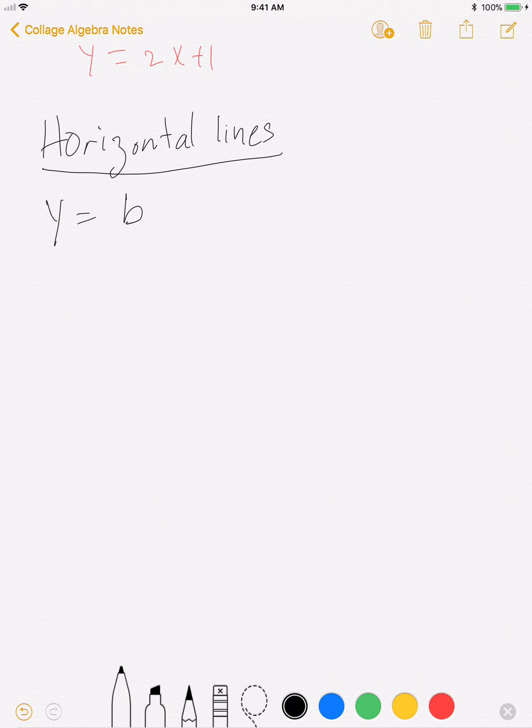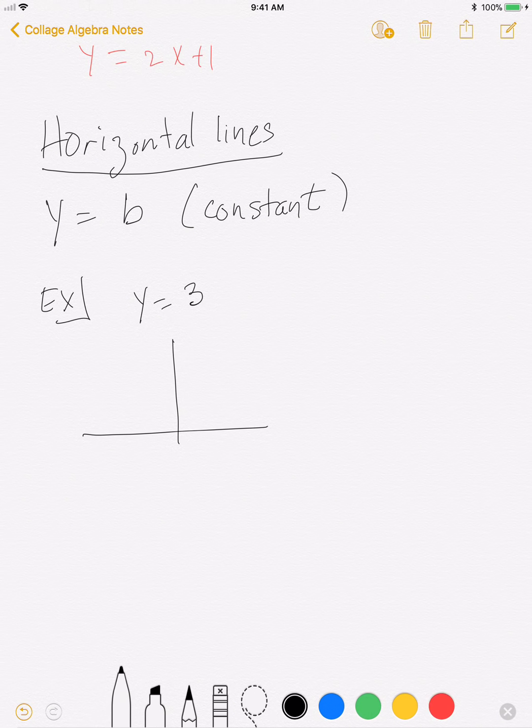But why? Well, b is any number. They are also called constant graphs because the y doesn't change value. Let's look at two examples. Let's say I have the line y is equal to 3 and I'm trying to graph this line right here. The line y equals 3 is simply a horizontal line that goes through the point 0, 3.